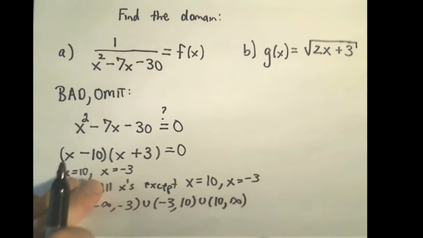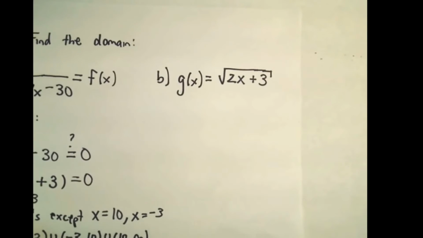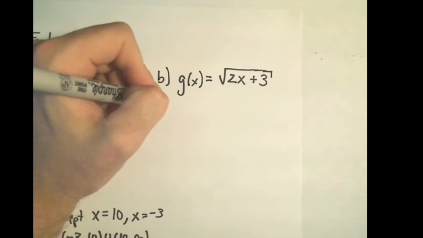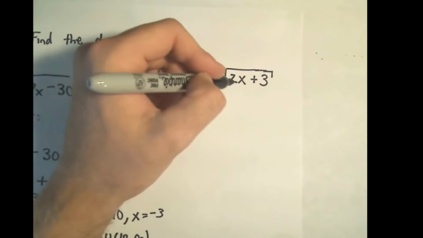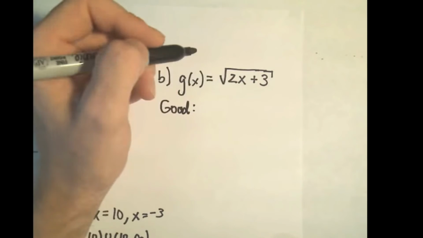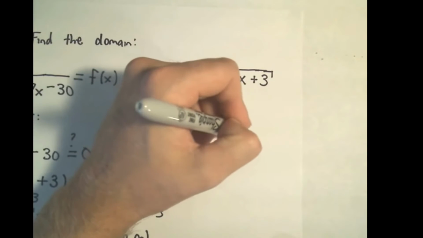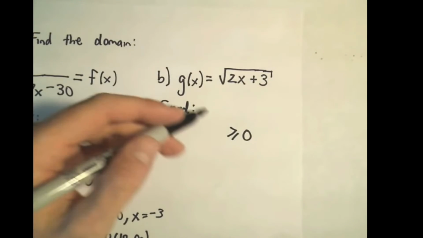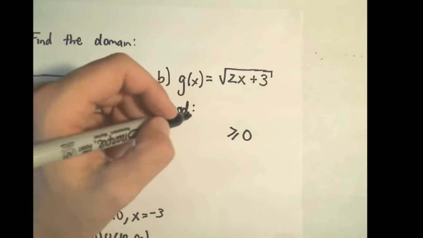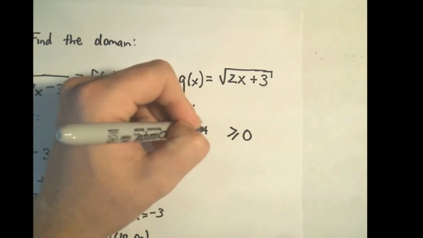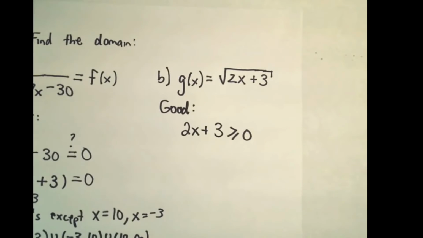The other one here, we have the square root of 2x plus 3. So again, the values that are good, in this case, is the way I think about it. It's good if whatever's underneath the square root is greater than or equal to 0. That's what we need to happen. We only want numbers that are greater than or equal to 0, whatever's under the square root. Well, 2x plus 3, that's what's underneath the square root.